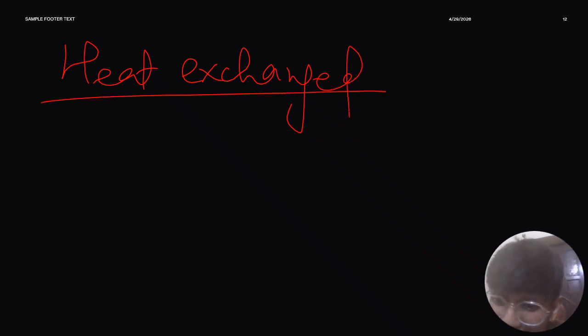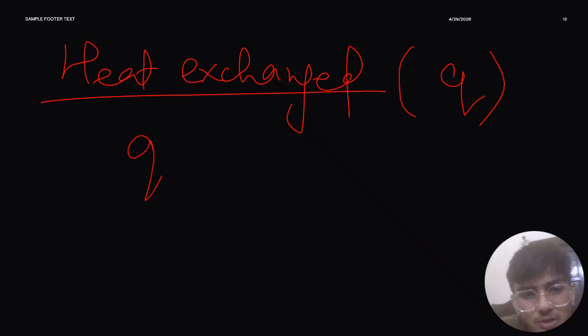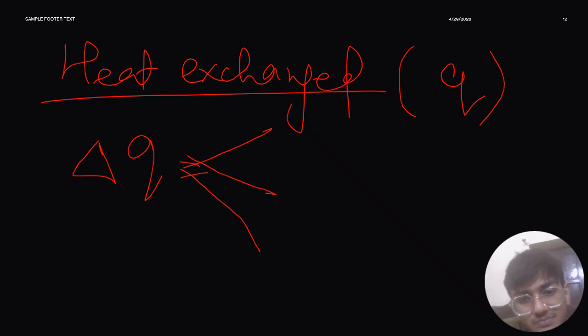Heat exchange means heat absorbed or heat released. It is denoted by small q. Now this is small q, or you can say delta q, and it can have three values. It can be zero also. Even delta u can also be zero. There is no issue. Delta u can be positive, negative, zero. I'm talking about heat exchange because it is a more important quantity to understand.